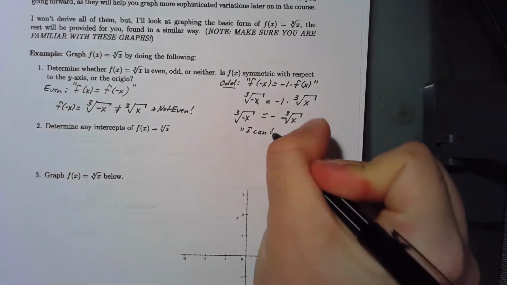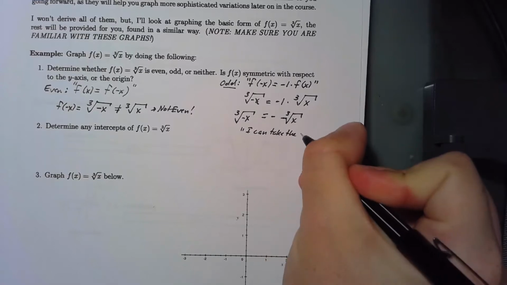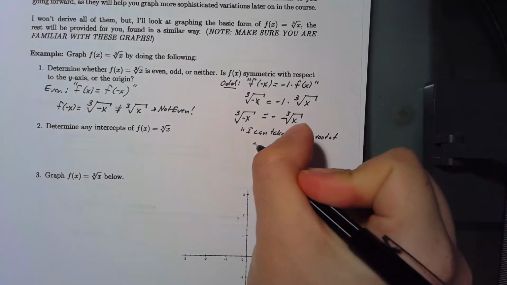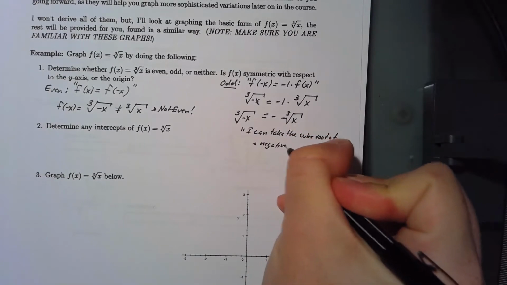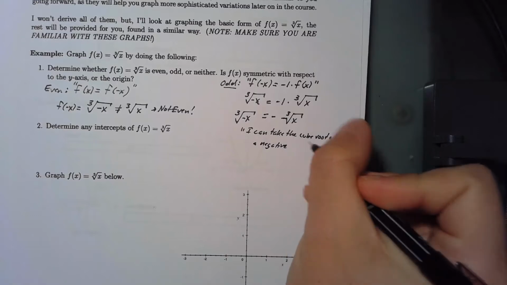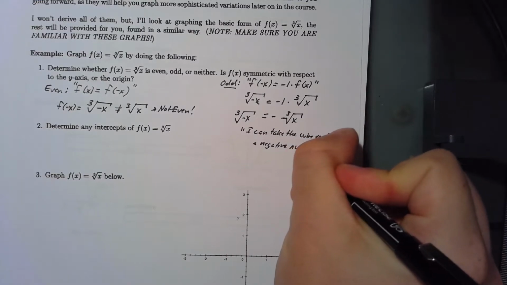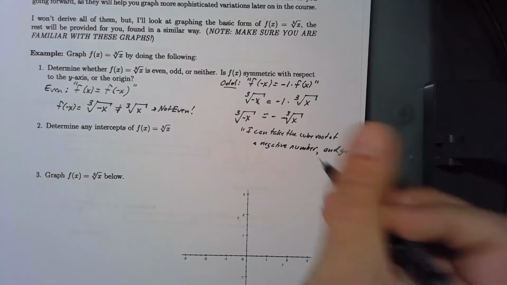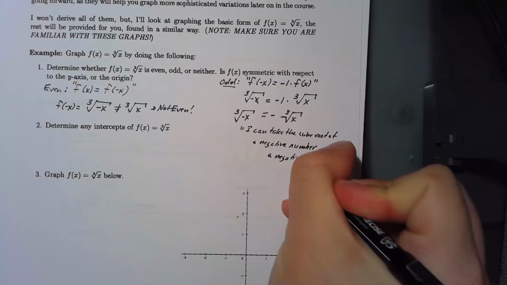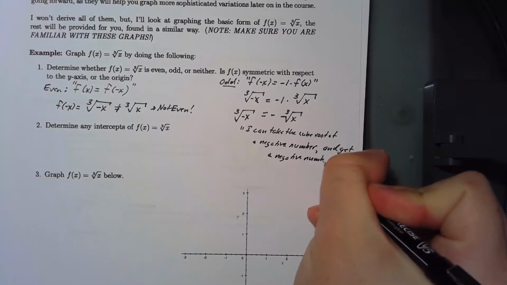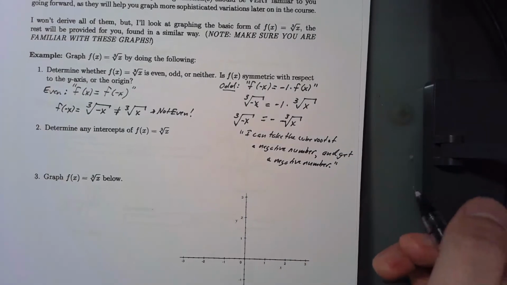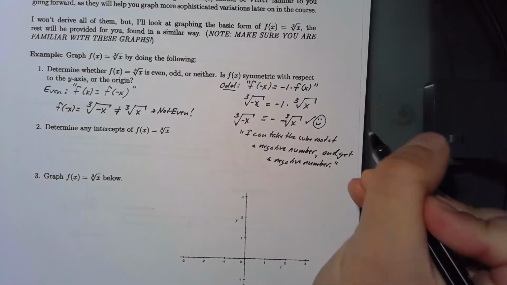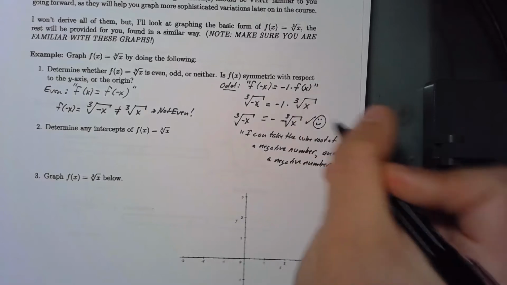I can take the cube root of a negative number and get a negative number. That is true. So yes, that's fine. That means this function is odd.